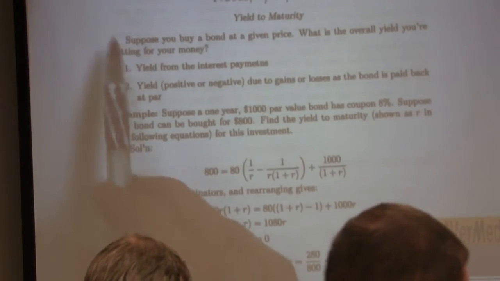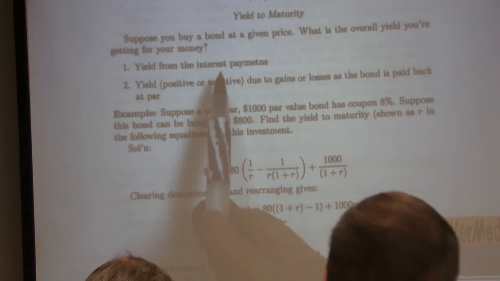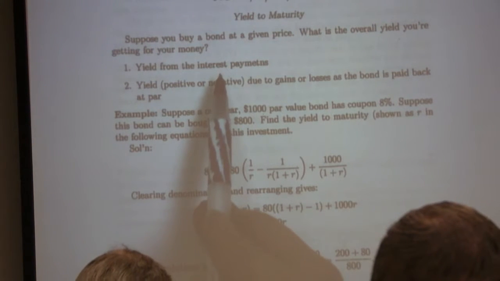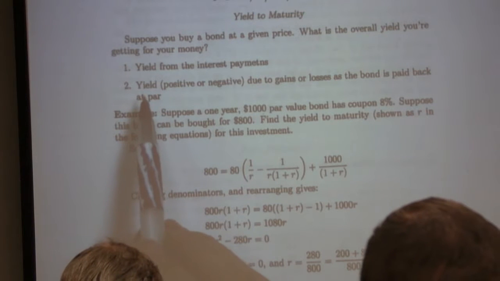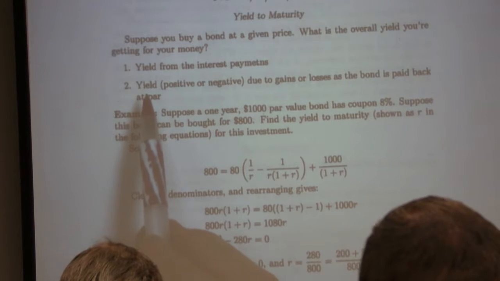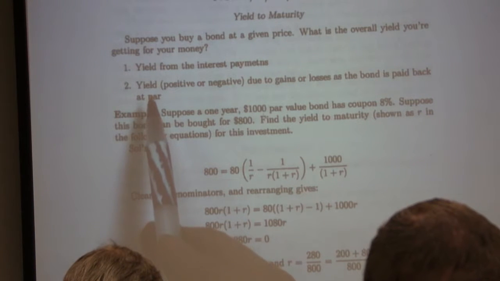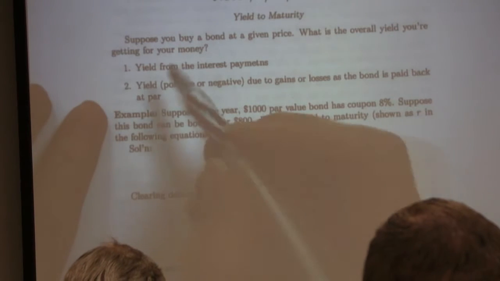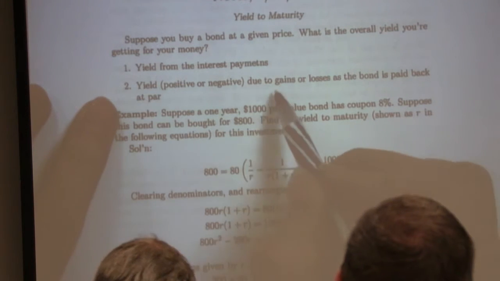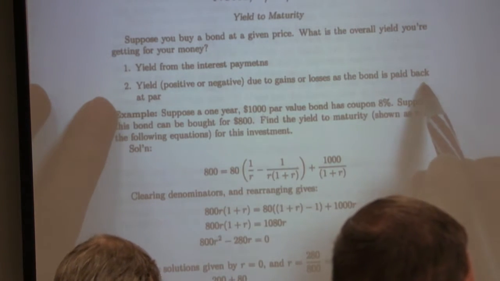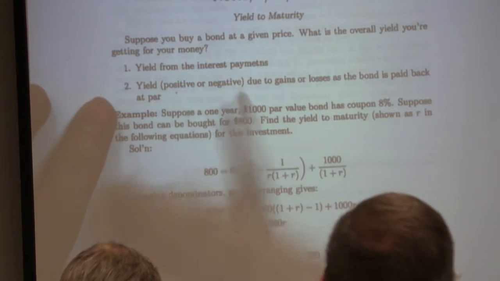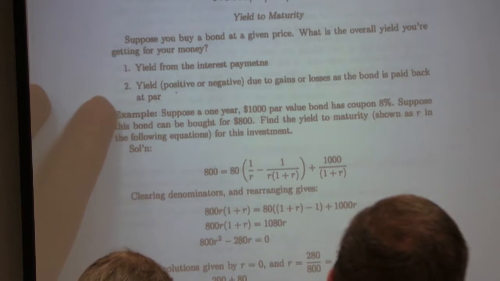So yield to maturity, we've already talked about it. You get a positive yield from the interest payments. That's always going to be positive. But then, if you're buying a $1,000 par value bond, you're getting $1,000 at the end of the term of the bond, right? But you buy it at various prices. So you get some yield due to the gains or losses as the bond is paid back. It's positive if you bought below par value, and you get a negative contribution to yield if you bought above par value, right?